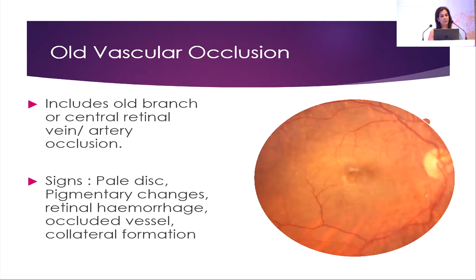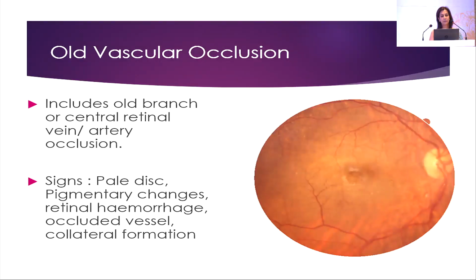Coming to the second important topic, old vascular occlusions. Why old? Because the new ones are anyway glaring into your face. You see a lot of retinal hemorrhages and specific signs. But the old ones you definitely will miss. So look for signs of pale disc, pigmentary changes, any single retinal hemorrhage, occluded vessels, and of course collateral formation.